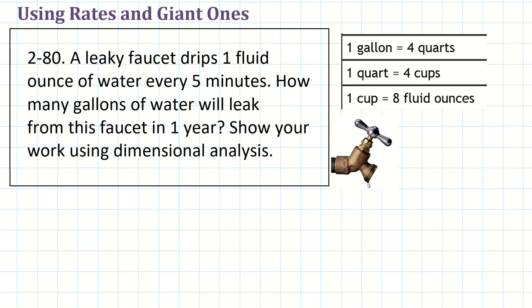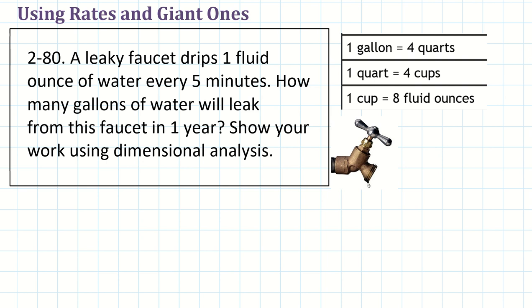In Chapter 2, we introduce the idea of using rates that are given in a problem and perhaps some giant ones. Those are just monomials, expressions that equal 1. The value in the numerator and the value in the denominator are the same. The nice thing is oftentimes when we write these things down to solve problems, the problem literally tells us how to solve it. It basically guides us through what has to happen.